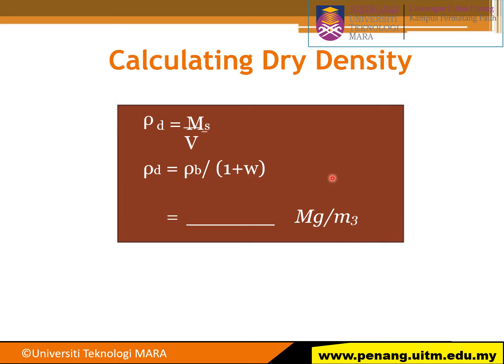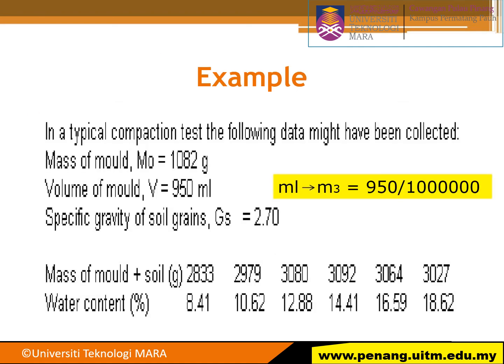Alright, so you will get the value of dry density. This one is already covered in chapter 1. Now guys, this is an example. In a typical compaction test, the following data might have been collected. First, we have the mass of mold, the volume of mold, and the specific gravity of soil grain.